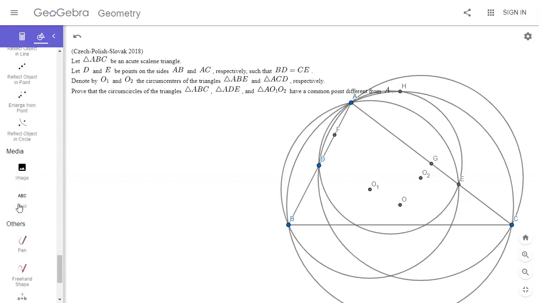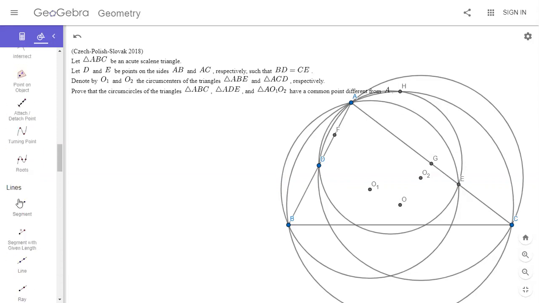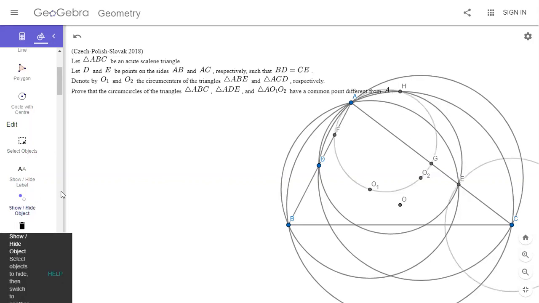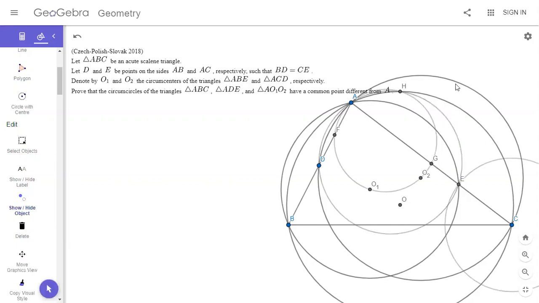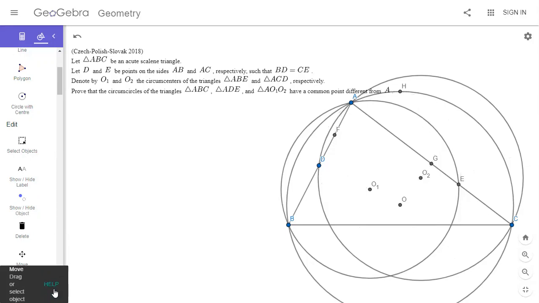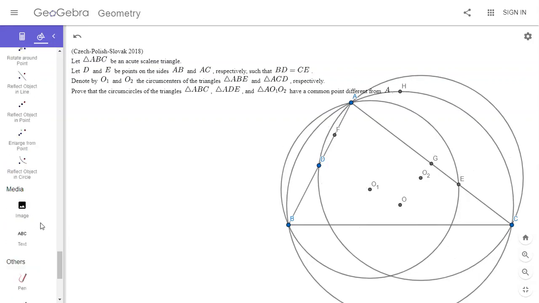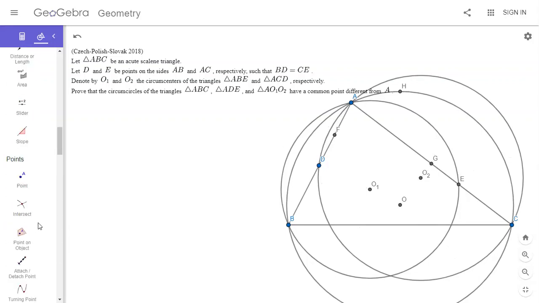Okay. All right. So I'm going to start writing this up. So let H be the midpoint of arc ABC. Yes. Okay. So I'll start out like that. Yeah, I'm going to hide F and G.